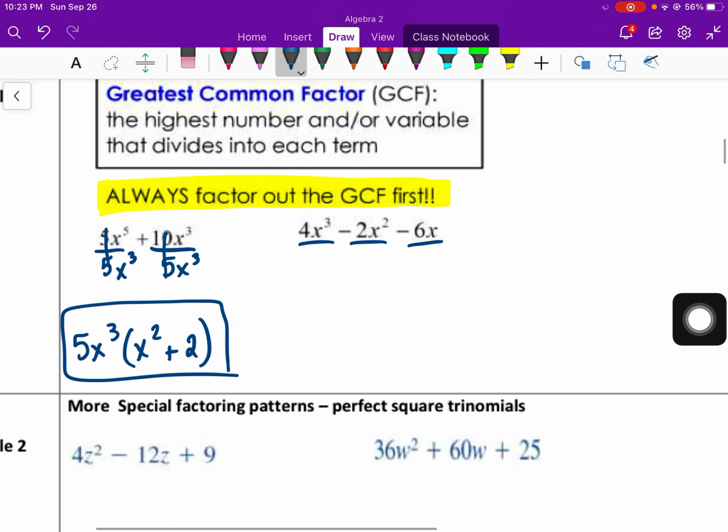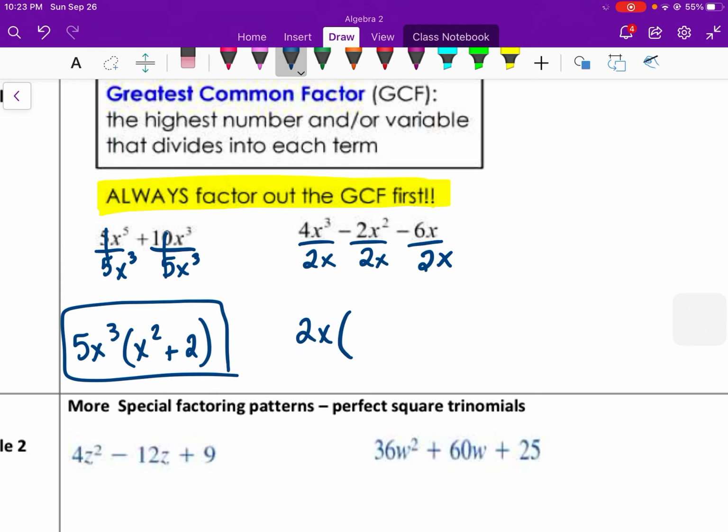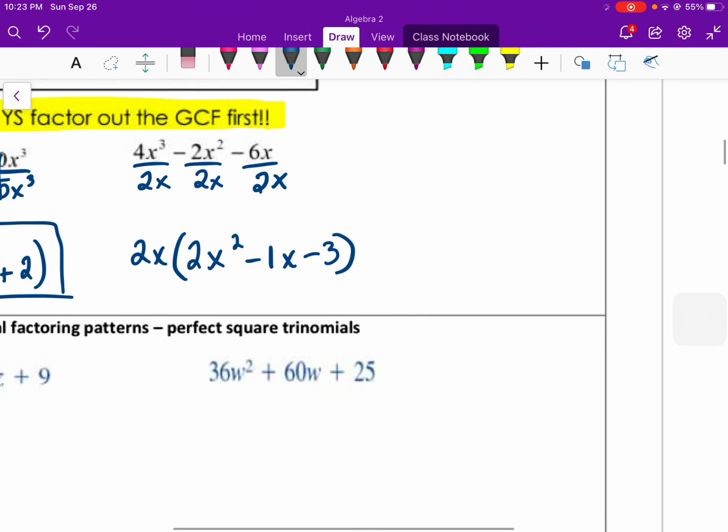Okay, the next one. All of these are even, so I can divide them all by 2. And then they all at least share an x. So that 2x will go out front. Then 4 divided by 2 is 2. X cubed, take away an x, is x squared left. And then negative 2 divided by 2 is just negative 1. X squared divided by x would be x. And then negative 6x divided by 2x just leaves me with a negative 3.